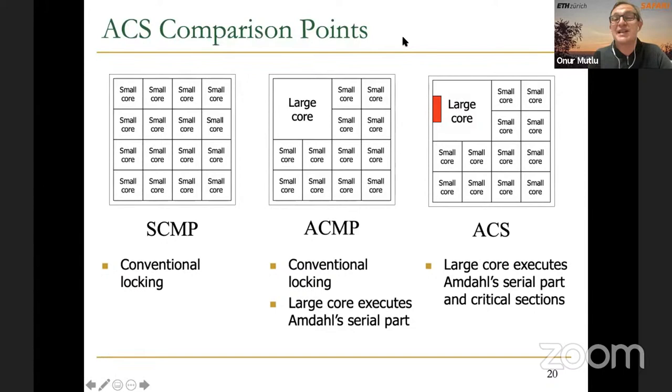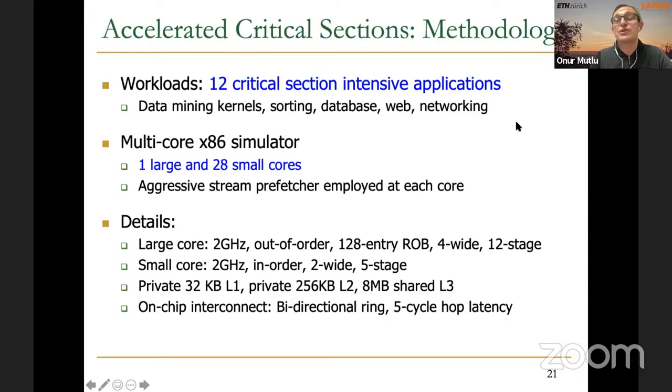Okay. Now let me give you some performance results based on this paper. We're going to compare to symmetric multicore with conventional locking. We're going to compare to asymmetric multicore, which executes the Amdahl serial parts in the large core, but not the critical sections. And then we're going to look at ACS performance, where the large core executes not only the Amdahl serial part, basically when only one thread exists, but also the critical sections, as we discussed, including the forced serialization, et cetera.